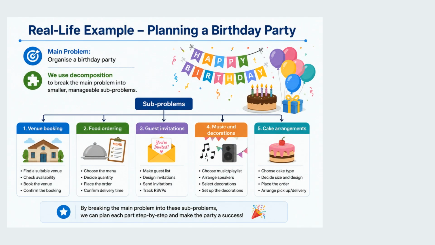Let's look at a real-life example of decomposition. Imagine planning a birthday party. The main problem is organizing the entire event. This can be broken into smaller tasks, such as venue booking, food ordering, guest invitations, decorations, and cake arrangements. Each smaller task becomes easier to complete. This is decomposition in action.